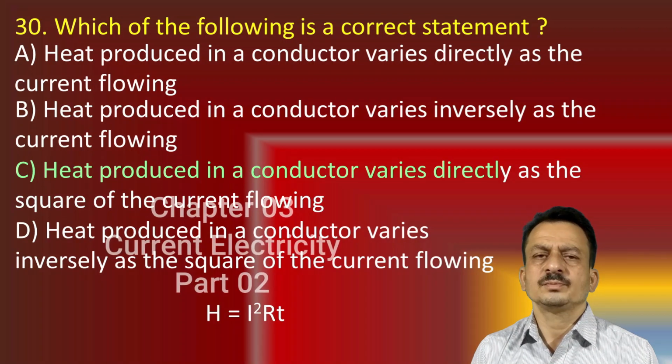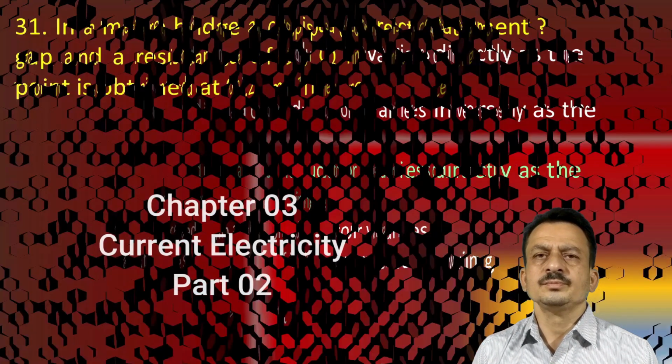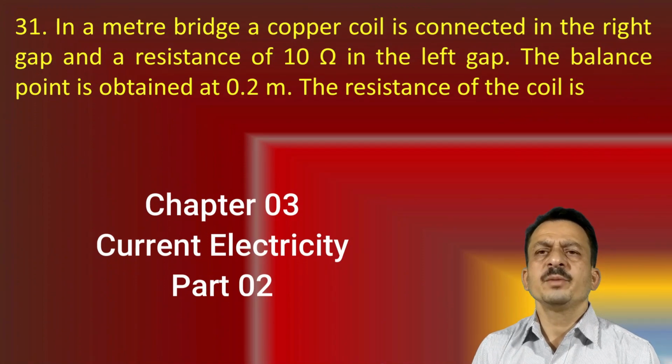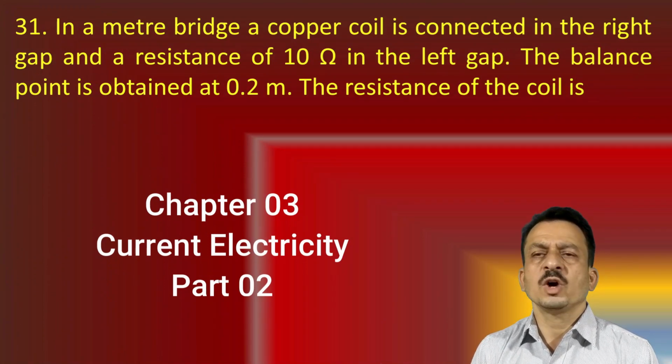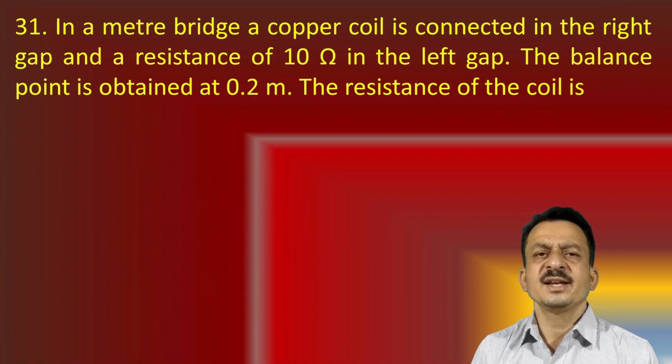Next problem. In a meter bridge, a copper coil is connected in the right gap, and a resistance of 10 ohm is in the left gap. The balance point is obtained at 0.2 meter.